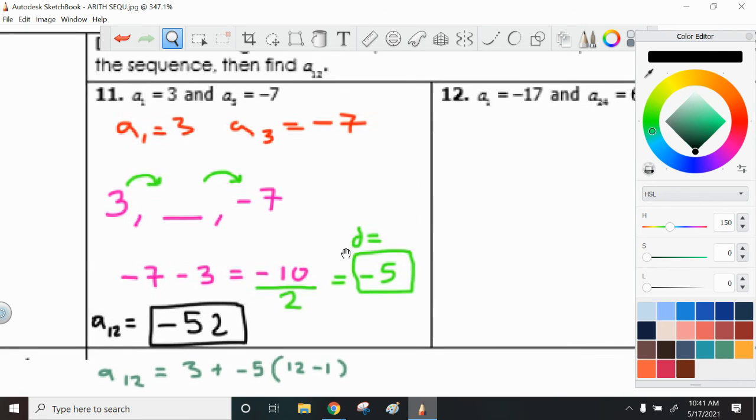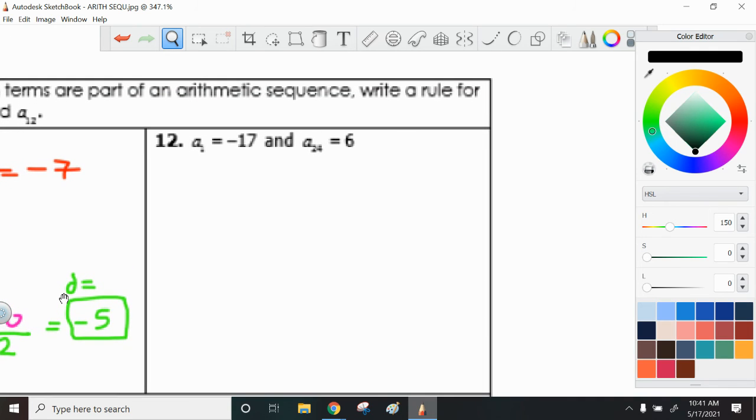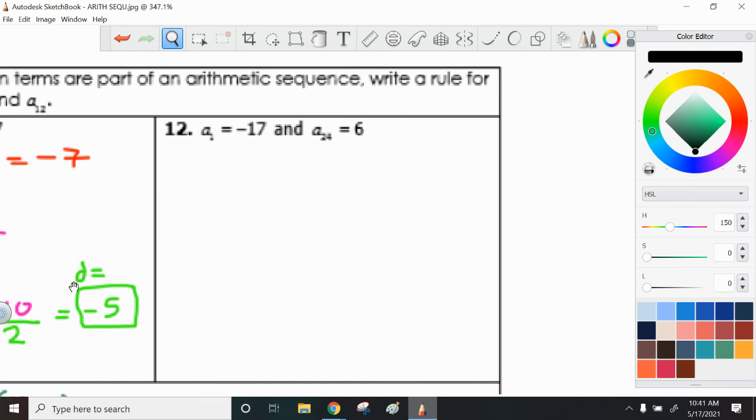Of course, number 12, you get kind of the same idea. This one is, I'm guessing that says A2, right? Yeah. I guess we'll just try this one. A2 is negative 17. A24 is 6.